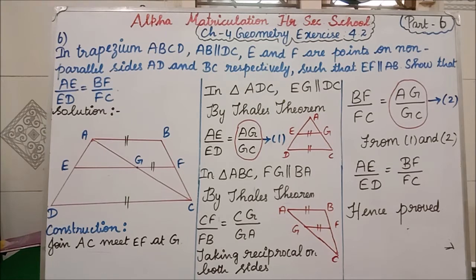Anything difficult you have in this problem? No. Everything is easy. Clear? We only apply the Thales theorem: the corresponding sides divide in the same ratio. Clear students? Now next we are going to see the 7th question.